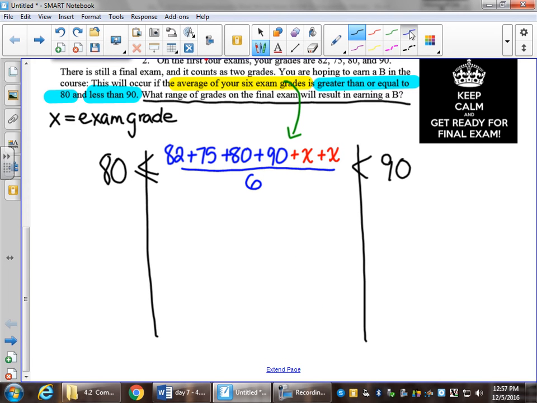Let's make life a little easier. In your calculators, please do 82 plus 75 plus 80 plus 90. We should get, hopefully, 327 plus x plus x, which we can write as 2x, and this is all divided by 6. Still greater than or equal to 80 and less than 90.